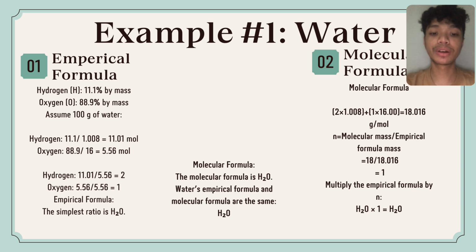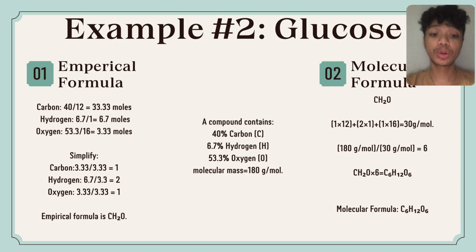So let's proceed to another example. Glucose. A compound, glucose, contains 40% carbon, 6.7% hydrogen, and 53.3% oxygen. The molecular mass of the compound is 180 grams per mole. So let's find the empirical formula and molecular formula.